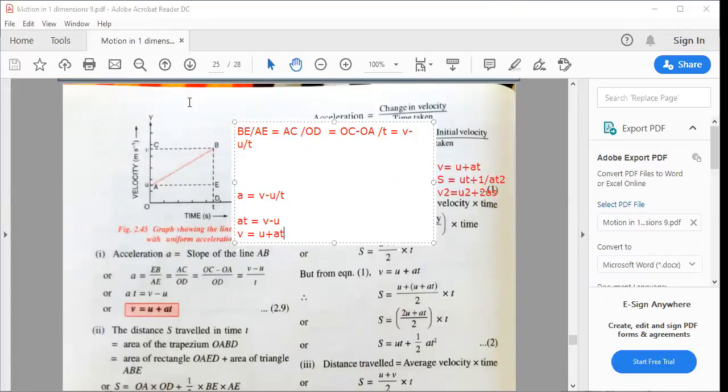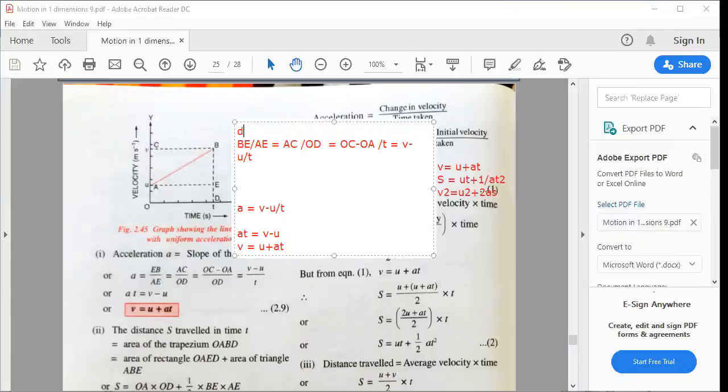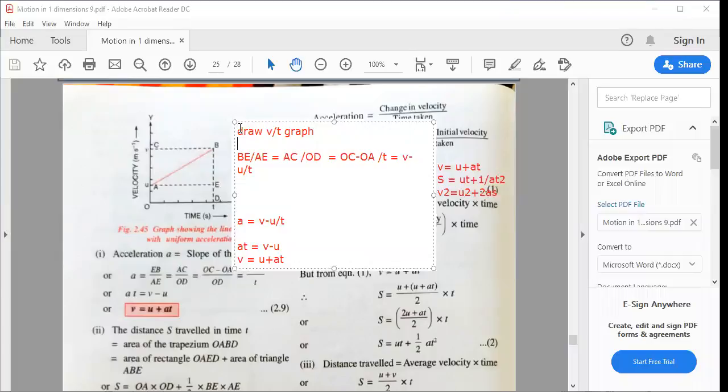So what we have to do? What is my first step? Draw a velocity time graph. Now in that you draw a slope AB. And you can just note down the V and U and the T formula, and then you can get your first formula.